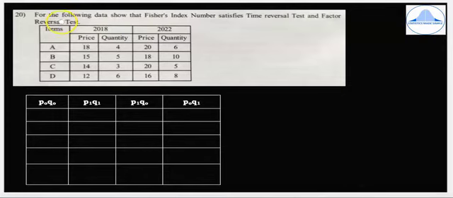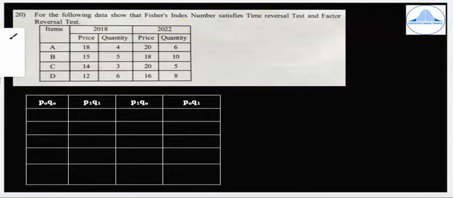The 20th question. For the following data, show that Fisher's index number satisfies time reversal test and factor reversal test. So the items are given. Then for the year 2018, the price and the quantities are given, and for 2022, the price and the quantities are given. Again, this particular question, to show Fisher's index number satisfies TRT and FRT, is a very important question.